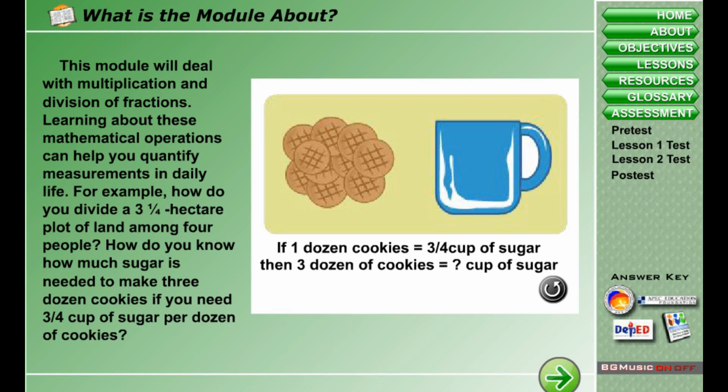For example, how do you divide a 3¼ hectare plot of land among 4 people? How do you know how much sugar is needed to make 3 dozen cookies if you need 3/4 of a cup of sugar per dozen of cookies?